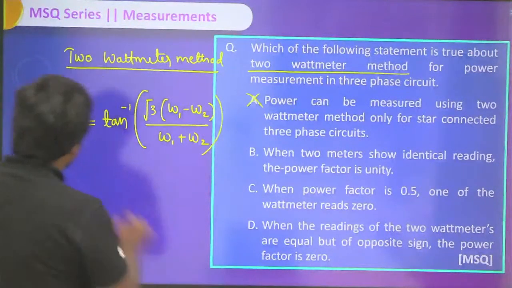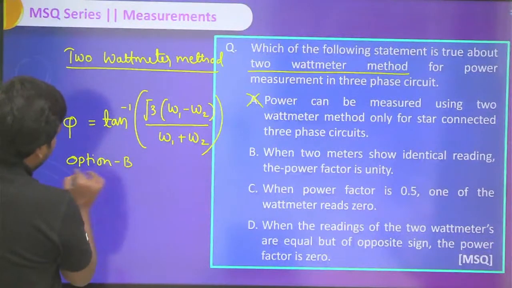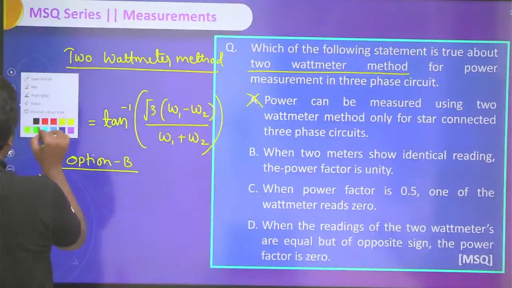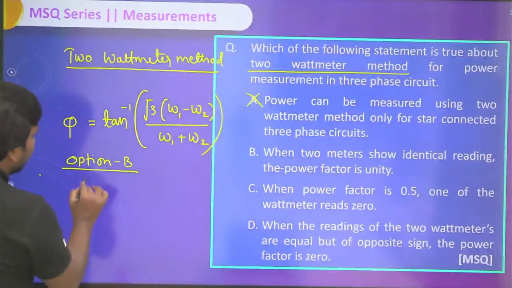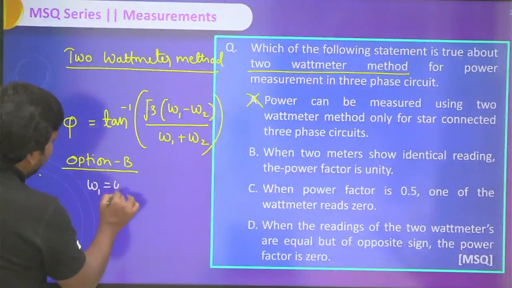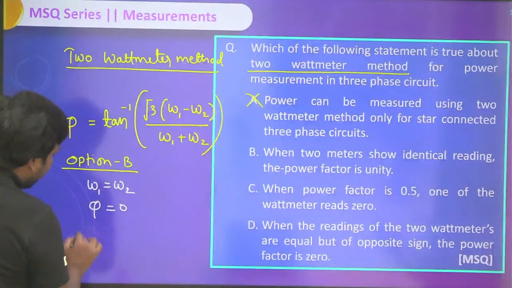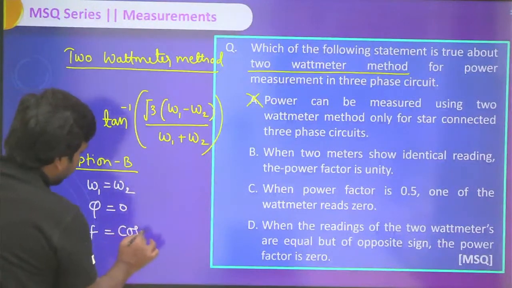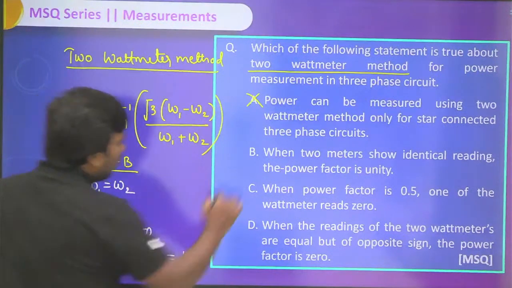Now you see option B. What is the status of option B here? In option B, it was clearly mentioned that when two wattmeters show identical readings, that means W1 and W2 both are equal. So if W1 and W2 both are equal, phi will be 0, and then power factor could be written as what? Power factor is equal to cos phi, we can say cos 0, which is equal to 1. Yes, then option B is correct.